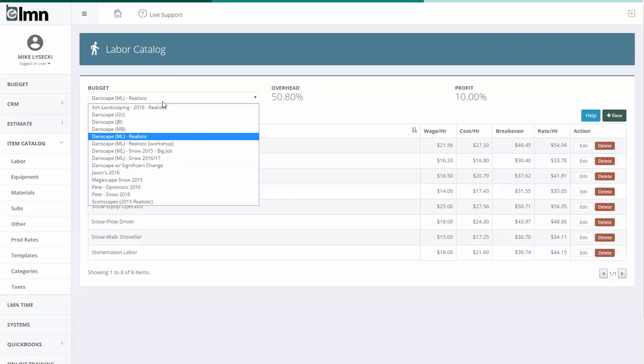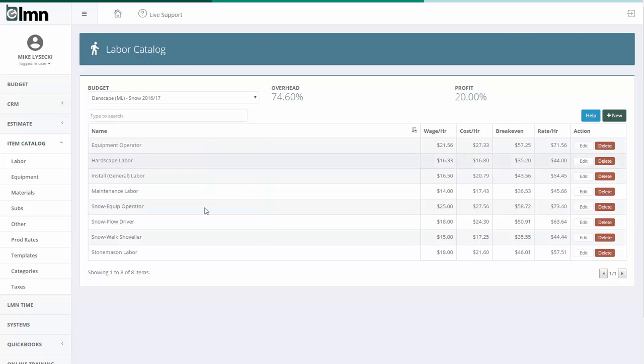Just pay attention to the budget up top. This is the budget it's using to give you some of this pricing. If you're not using your budget for snow, make sure you've got your snow budget flagged there so that you're getting the right overhead and profit depending on your snow budget.